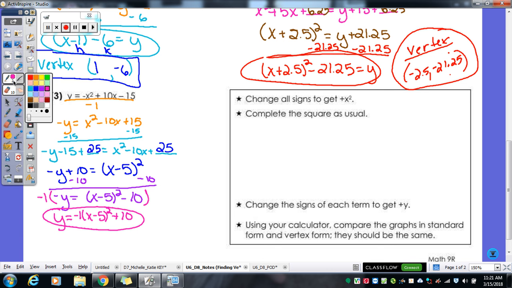This one's a little different than the other ones because your a value here is a negative 1, whereas your a for all the other ones was a positive 1. So what's our vertex? 5, 10.